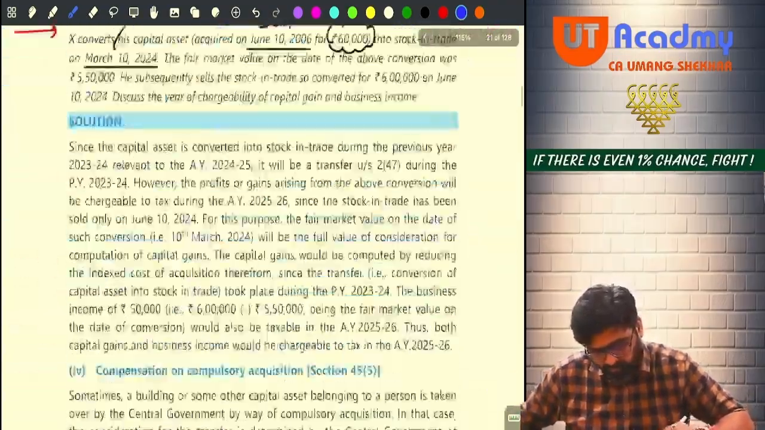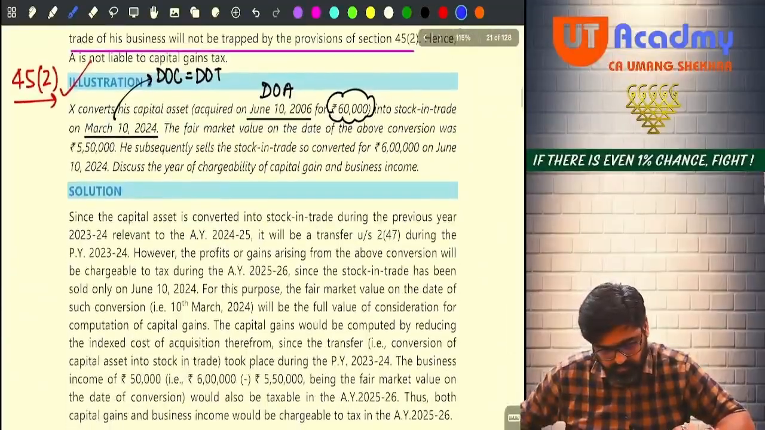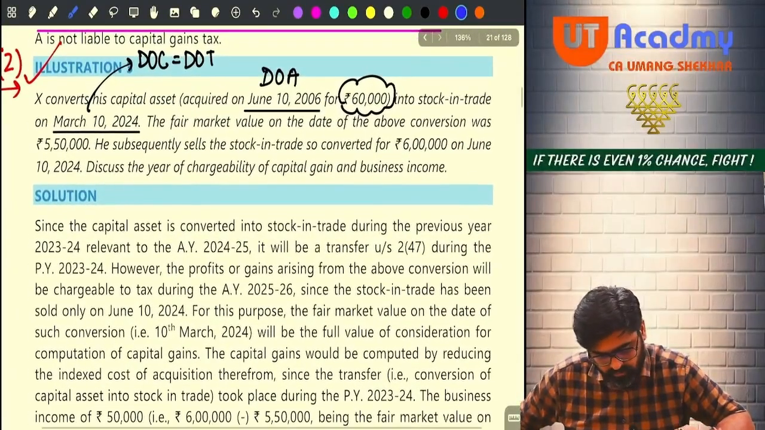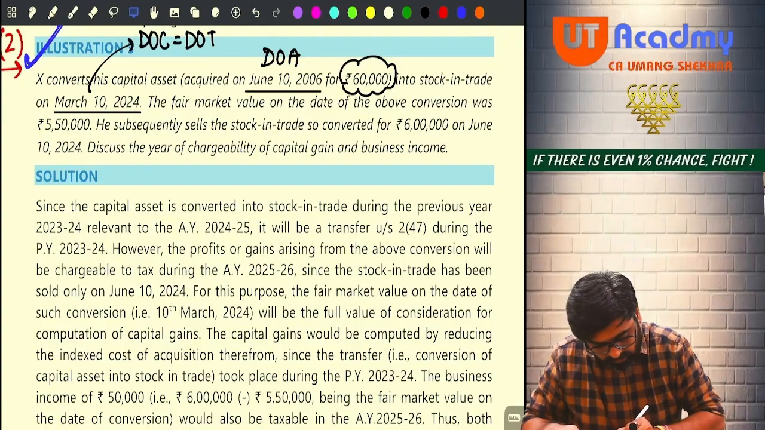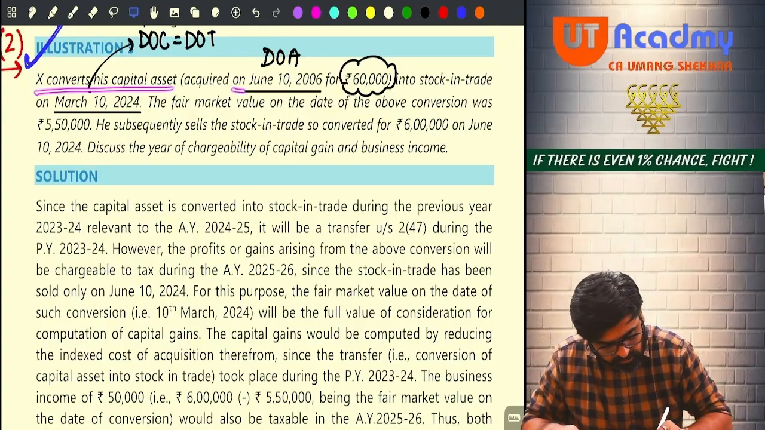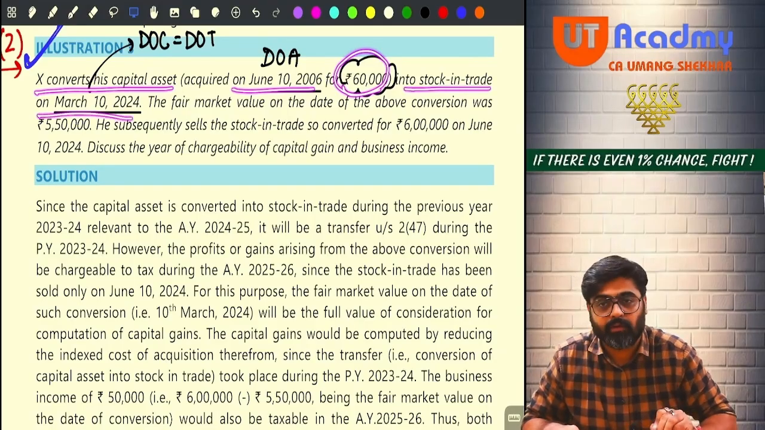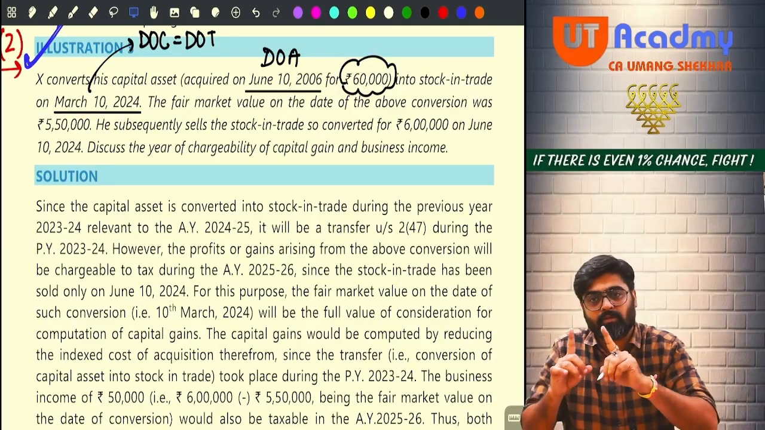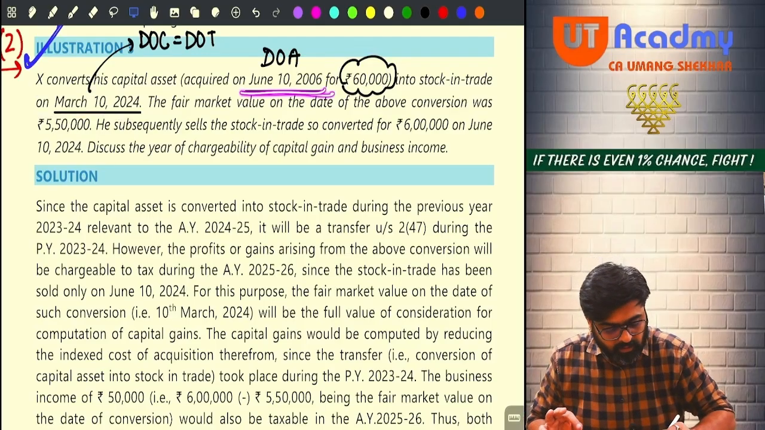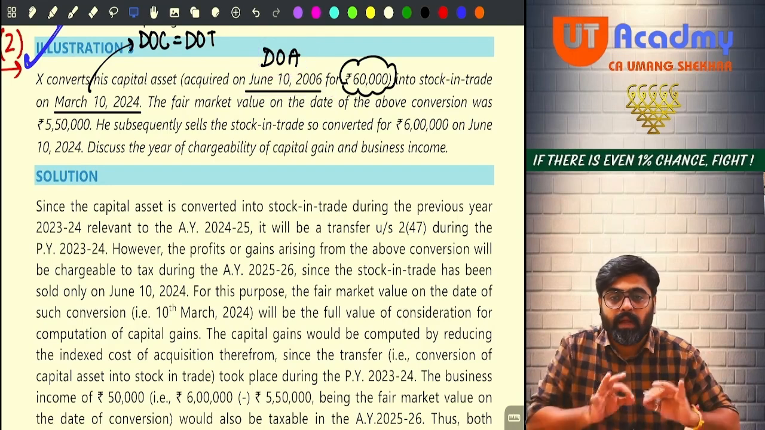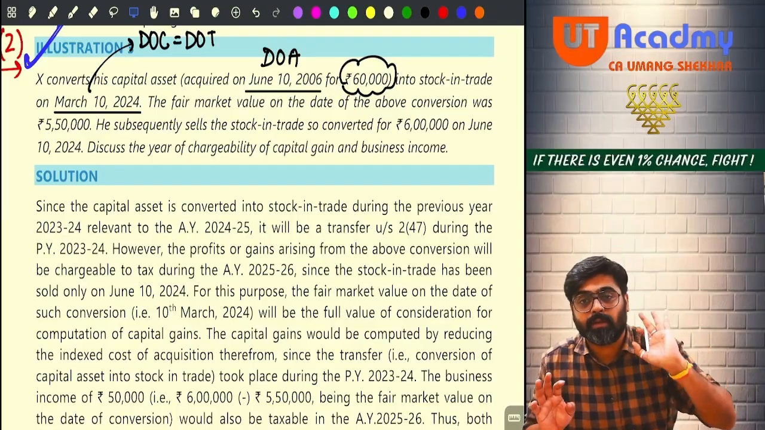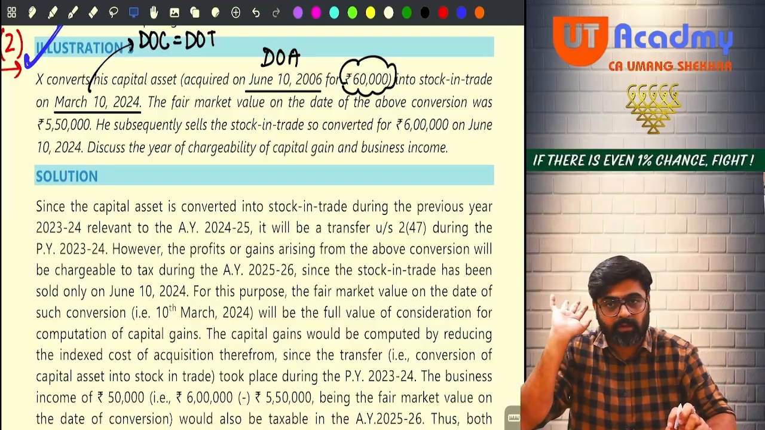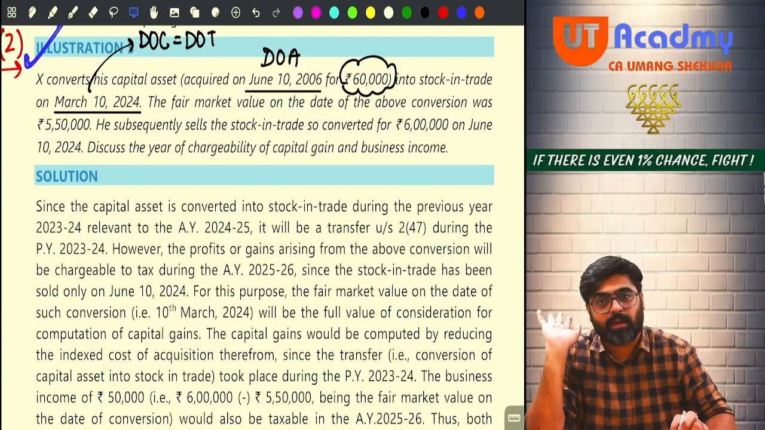Very good. Come to question number 3. Good question. X converts his capital asset acquired on 10 June 2006 for 60,000 into stock in trade on 10th March 2024. Wait. One capital asset he acquired. This is the date of acquisition of the capital asset. At what price he acquired? 60,000. Can I say this 60,000 is the cost of acquisition of his capital asset? So the date of acquisition and the cost of acquisition of the capital asset are known.